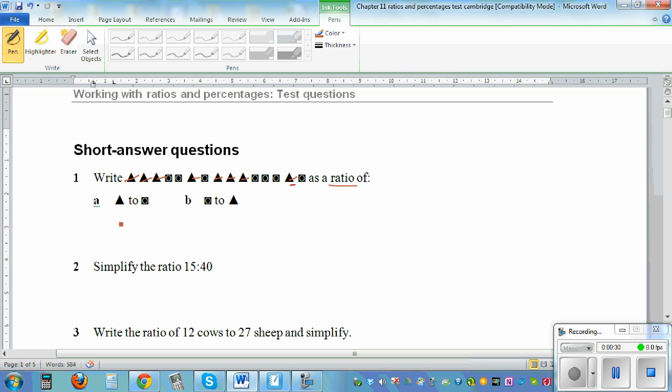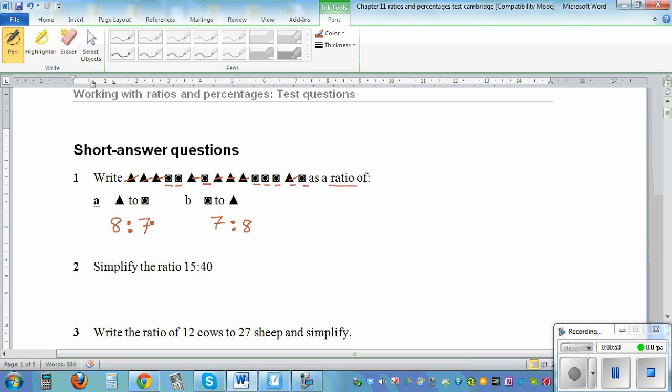So this is how you write. So this is 8 is 2. So you put two dots. This is the ratio sign. And then you count the number of squares. 1, 2, 3, 4, 5, 6, 7. So the ratio of triangle to square, or this type of square, is 8 is to 7. And that's all. The ratio of square to triangle would be 7 is to 8.